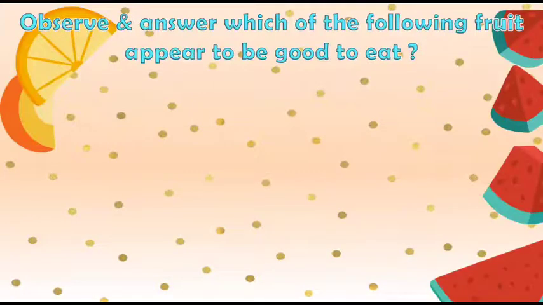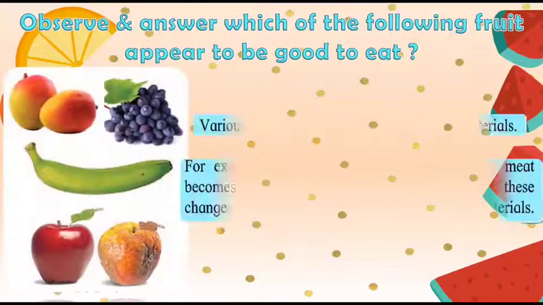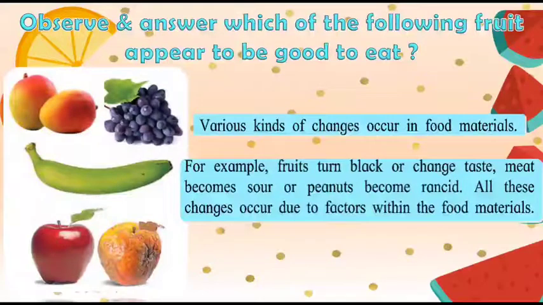Such changes occur in food materials. For example, fruits turn black or change taste. Meat becomes sour or peanuts become rancid. All these changes occur due to factors within the food materials.